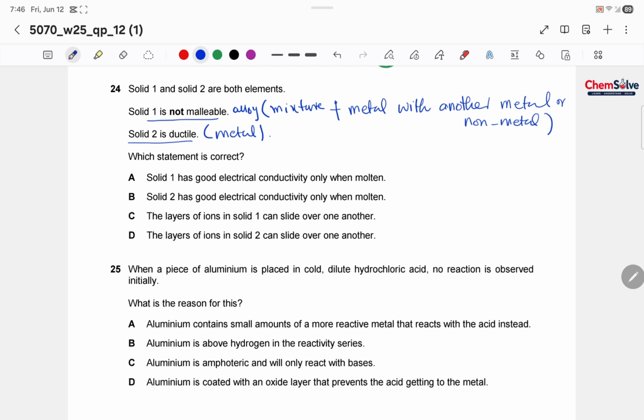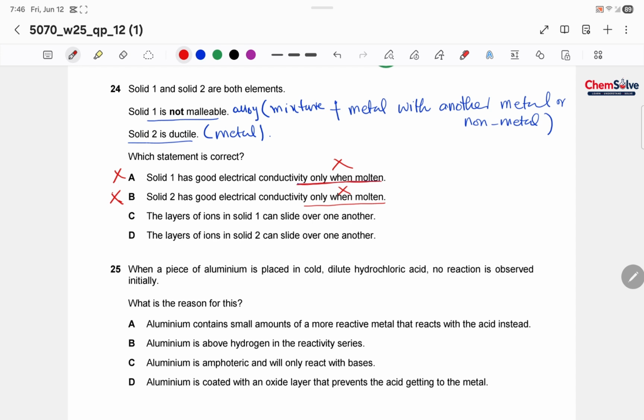Solid 1 has good electrical conductivity only when molten. No, alloy is a mixture, so they are conductors in all situations. So it's not only when it is molten. So this statement is wrong. Solid 2 has good electrical conductivity only when molten. Again, this is a wrong statement. Metals are conductors even when they are solid.